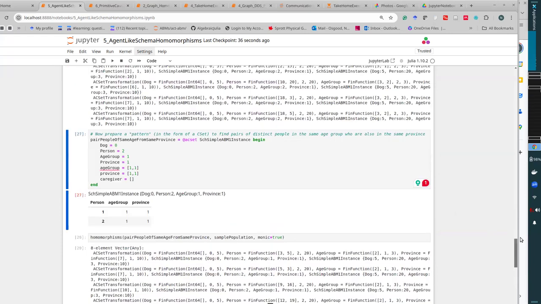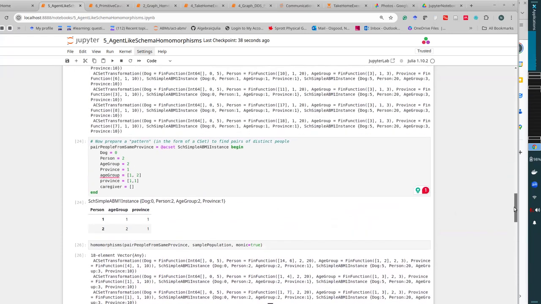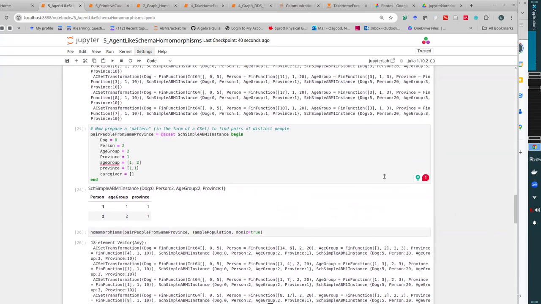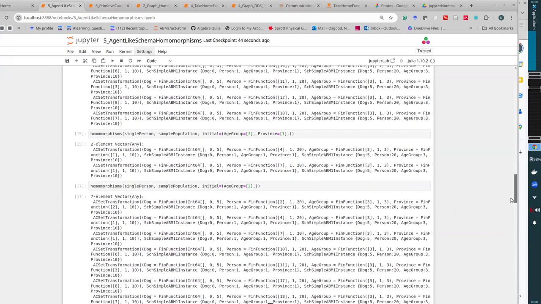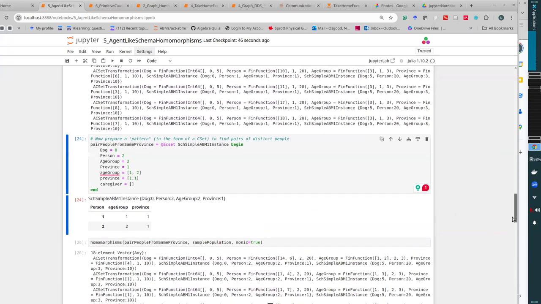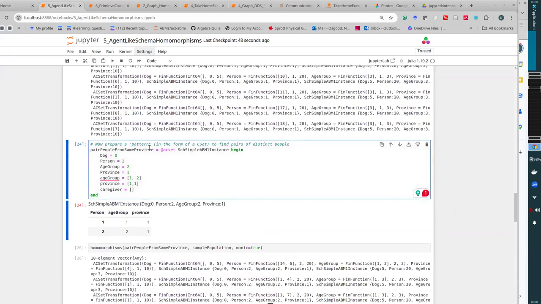Find a pattern. I thought they had one. Define pairs of distinct... okay, yeah, sorry, I skipped that one. Okay, so this would be to define... find pairs of distinct people from the same province. Okay, so in our pattern, there are two separate people.